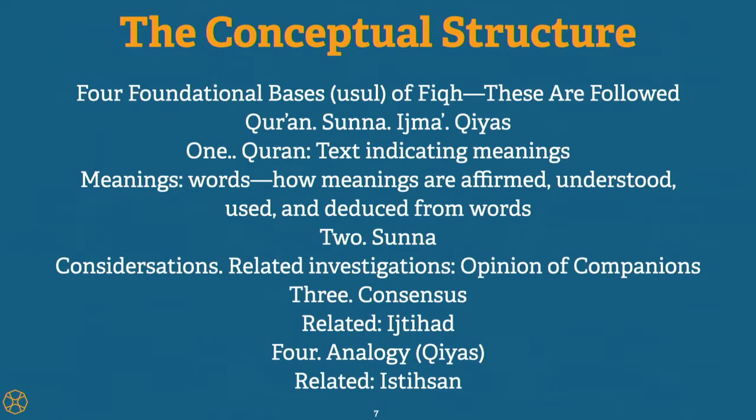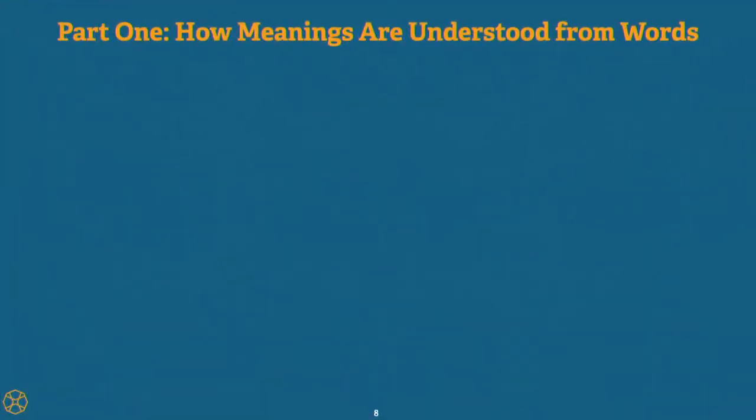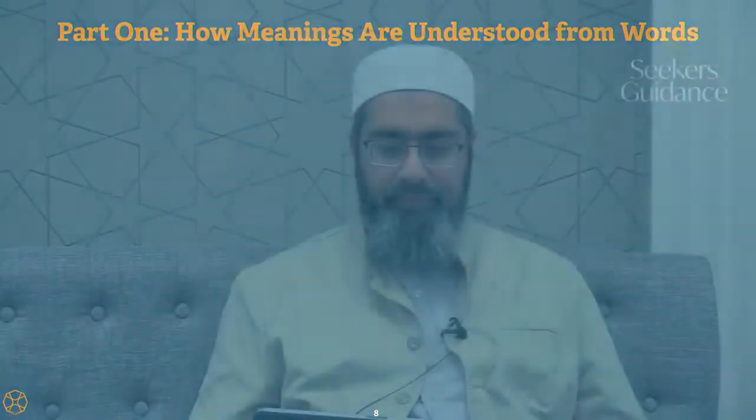Bismillah. So, the first section of the text is looking at the Quran. After giving us the definition of the Quran, he looks at how meanings are understood from words, right? So the first is that words themselves are of 4 types, and these are called wujuhun nazm. There are 4 types of words.